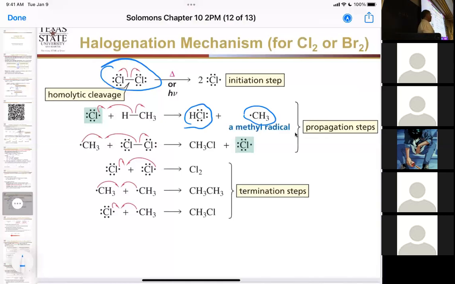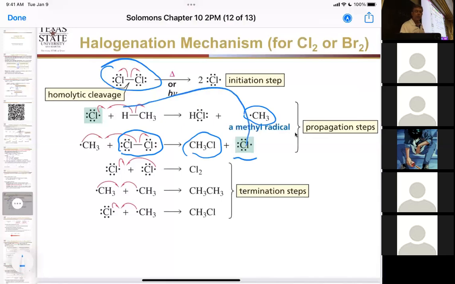Now this methyl radical can go and react with another equivalent of chlorine to give that new carbon-chlorine bond and a radical. Then that radical is going to go up here and do that again. It's just going to keep going and going until you run out of chlorine or you run out of hydrogens to extract. Then we go for our termination steps.